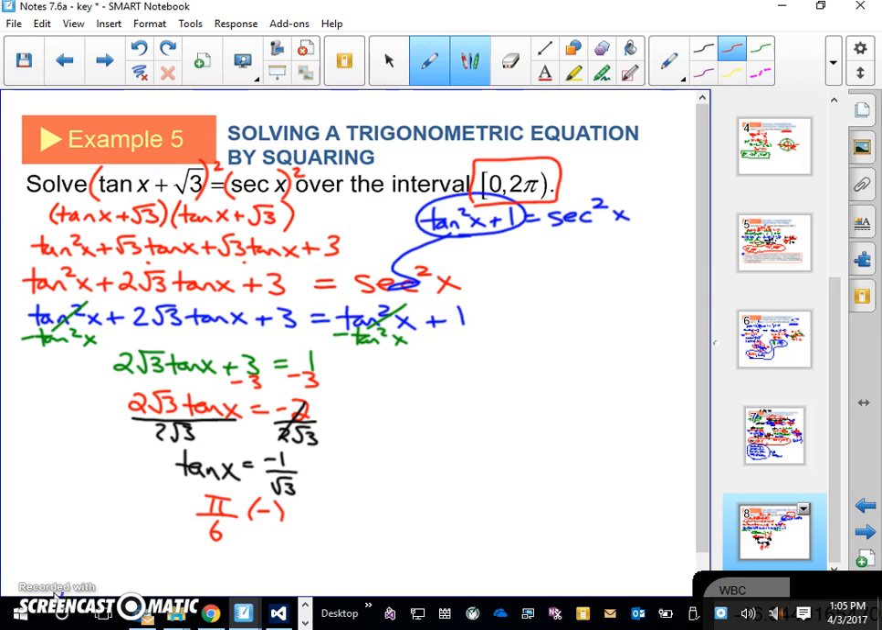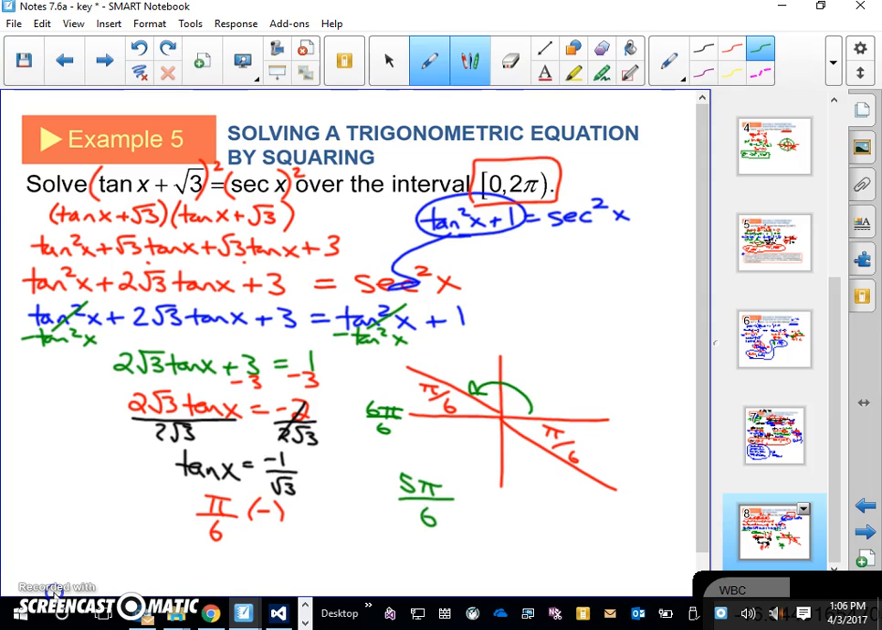And so you look at where that is. We know tangent is negative in the second and the fourth. And so we do what we always do. This is pi, let's call it 6 pi over 6. That means pi over 6 right before that is 5 pi over 6. And then this is 2 pi. Get a common denominator, that's going to be 12 pi over 6. So pi over 6 right before 12 pi over 6 would be 11 pi over 6.